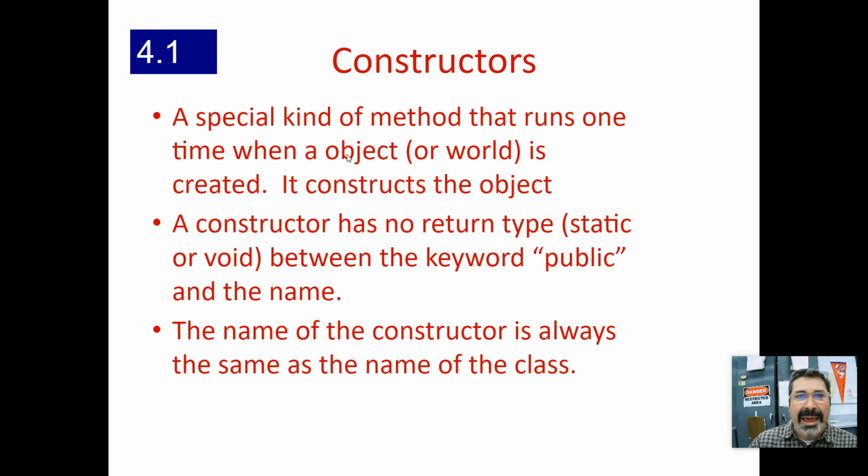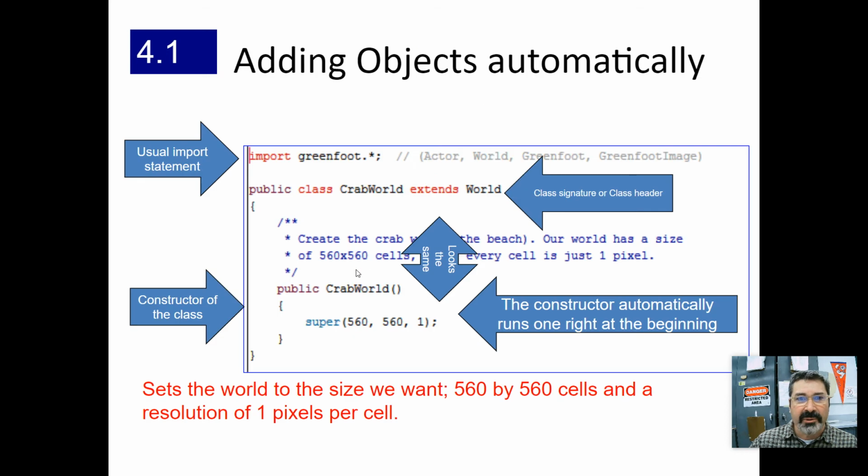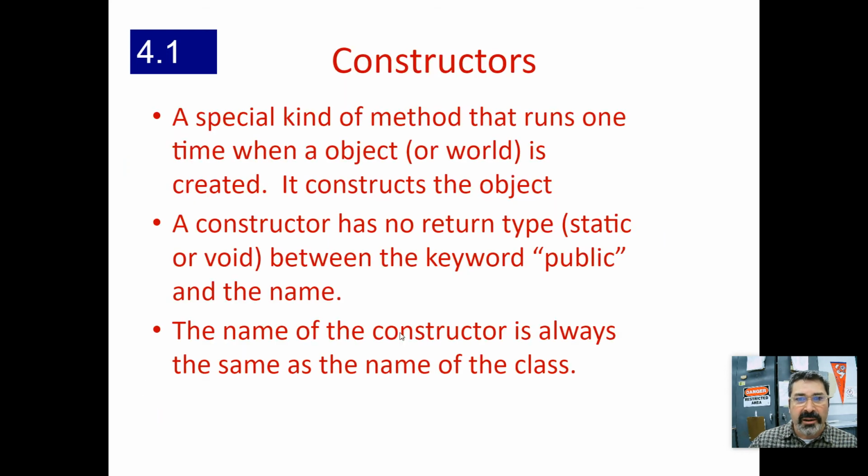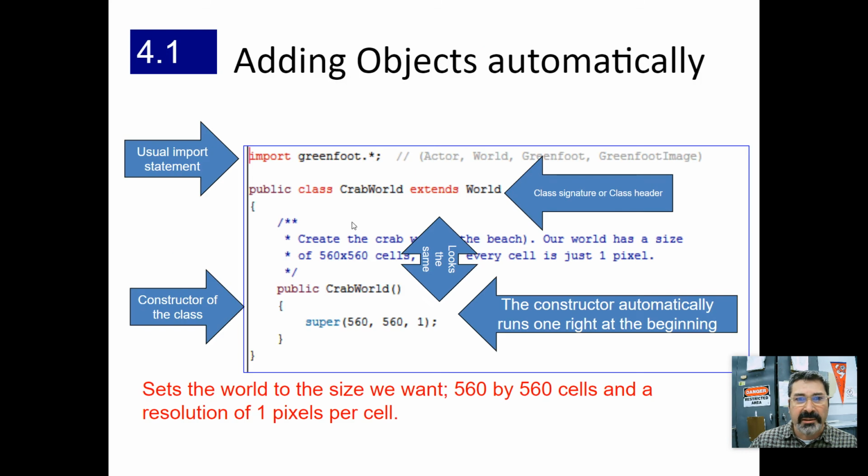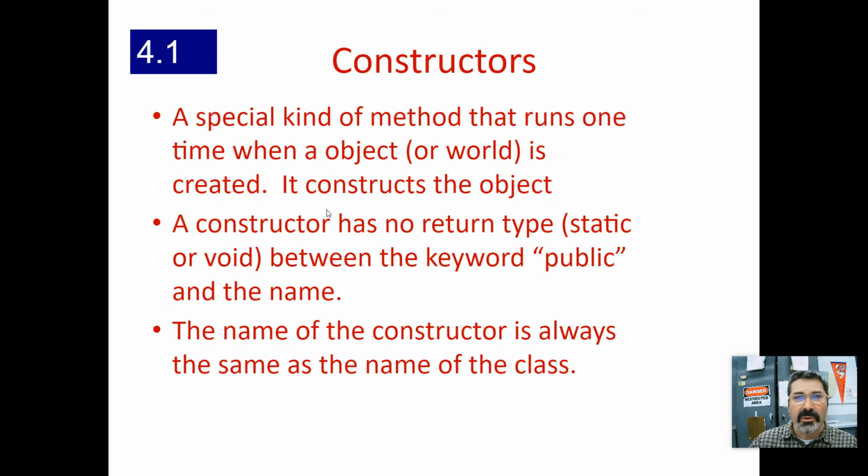Okay, this part goes on lined paper. A constructor is a special kind of method that runs one time when an object or world is created. It constructs the object. The world is an object that's placed on the screen. A constructor has no return type, static or void, between the keyword public and the name, as we said. So there's no public or void there. The name of the constructor is always the same as the name of the class. All right, write those notes down.